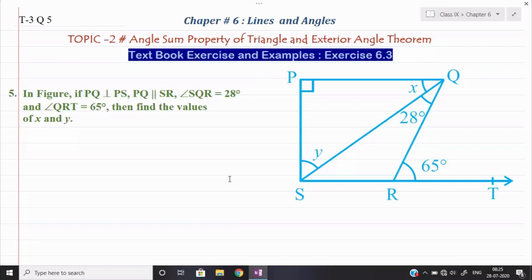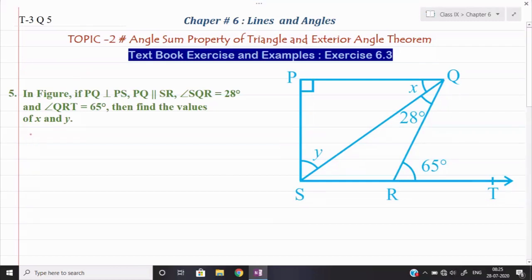And the third thing given here is angle SQR is equal to 28 degrees and angle QRT is equal to 65 degrees. Then we have to find two values here, X and Y. So let us write down the given first. In the given, we should mention all the things that are given to us.